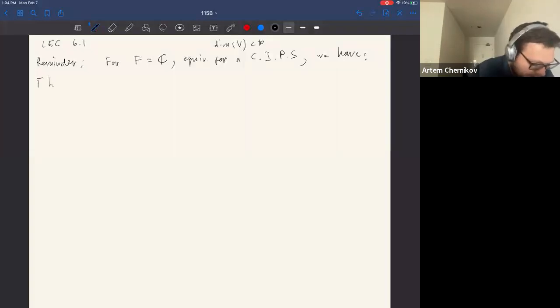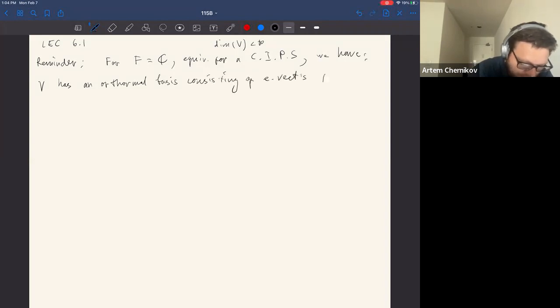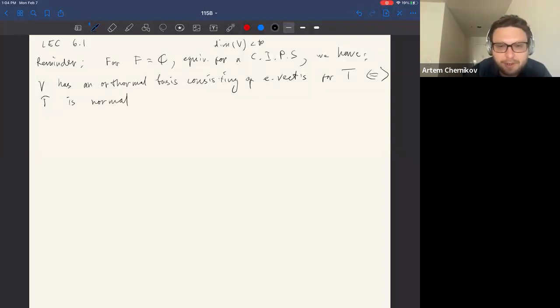So V has an orthonormal basis consisting of eigenvectors for T, right? So we have this. And this happens if and only if T is normal. Okay. So remember, normal means that it commutes with its adjoint operator. So T T star is equal to T star T. All right. Okay. So this we already know.